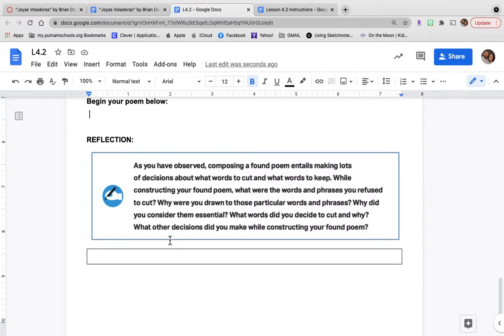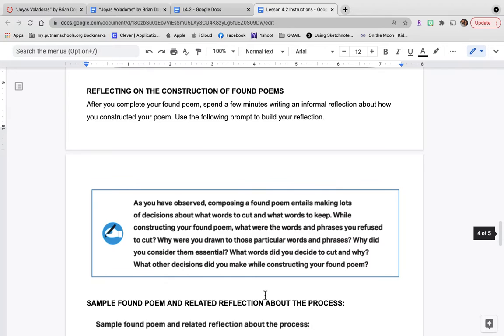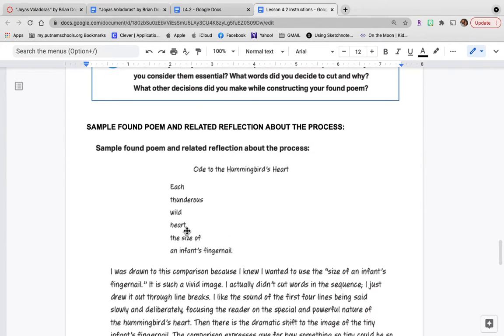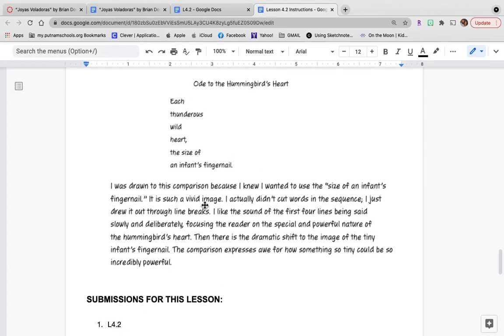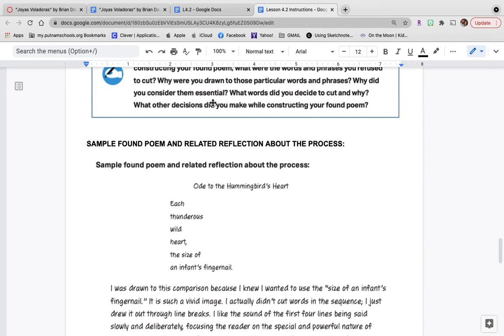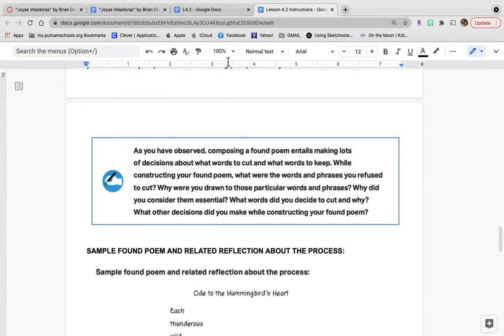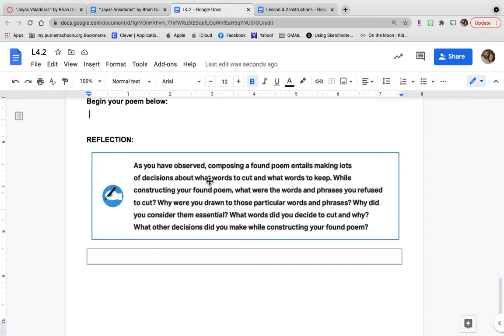So the last thing you have is a reflection. And that's also here in the instructions. And that sample, it says each thunderous wild heart, the size of it. So here's the example I was talking about, an example of how that person reflected on their found ode. So as you have observed, composing a found poem entails making lots of decisions about what words to cut and what words to keep.